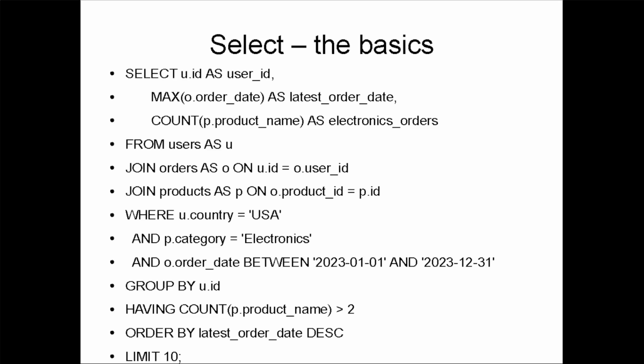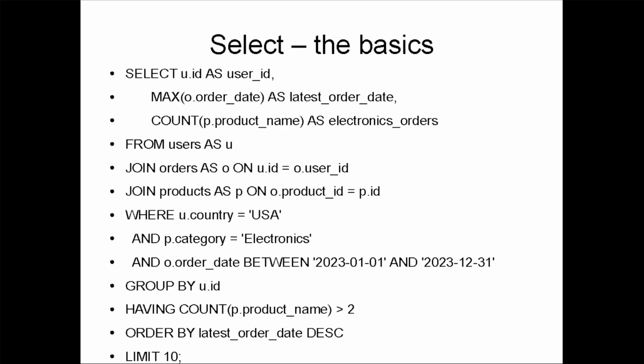The where clause filters the data to only include orders made by users in the USA, orders for electronics, and those placed within 2023. Group by u.id groups all the filtered rows by user ID, each group represents one user, and the aggregate functions, max and count, are calculated per group.